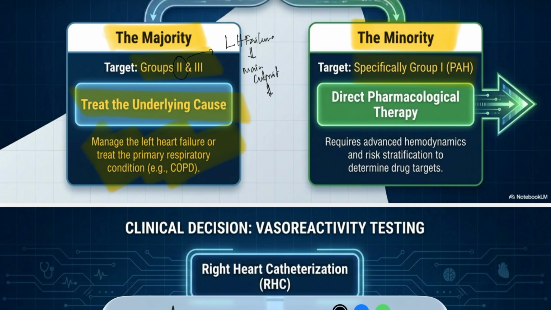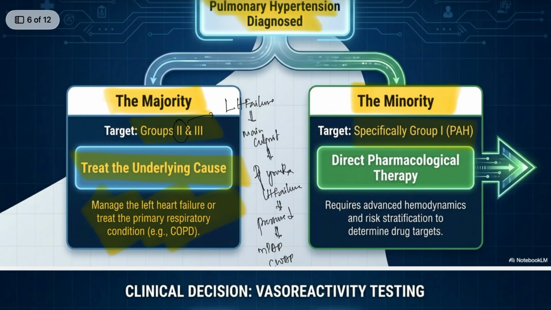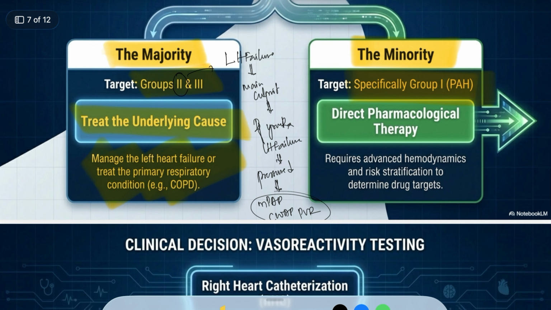So if you treat left heart failure, the pressure reduces, and mPAP, PCWP, and one more, PVR, these three will be automatically corrected. So no need to worry. But you have to worry when it comes to your group 1. There we have to go with the pharmacological therapy.